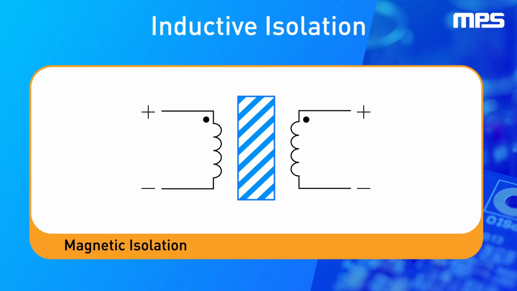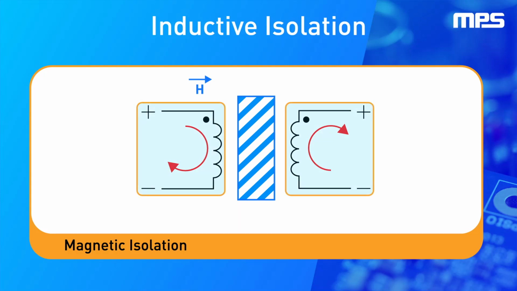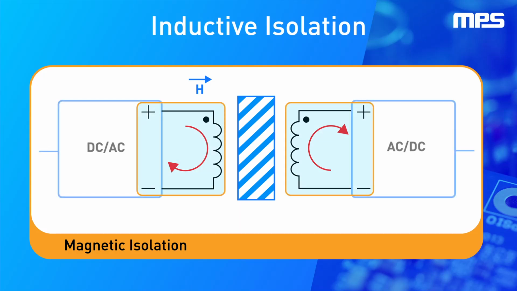The second method is inductive isolation, where energy is transmitted from one side to another via magnetic fields. This is sometimes also called magnetic isolation. Inductive isolation uses a transformer to transmit electric signals and power. The separation between the two coils prevents direct current flow and provides isolation between the input and output circuits.